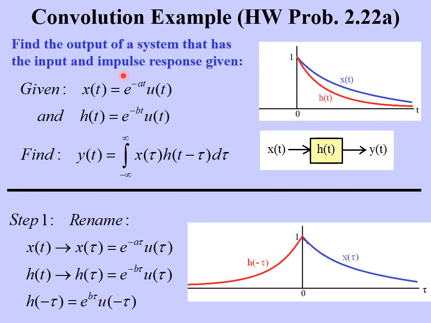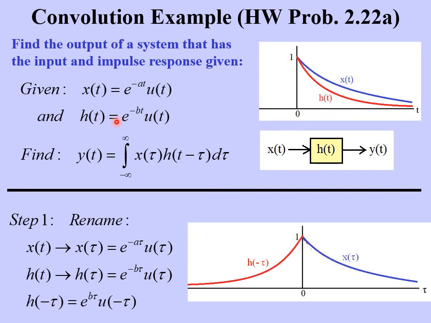This first example is pretty much identical to one of your homework problems. It's problem 22A in the homework. When you're doing the homework, you can use this explanation here to help you along. So the problem is to find the output of a system that has the input and impulse response given. We're given that the input of the system, x of t, is an exponential function, e to the minus at times the step function u of t. This is shown in blue right here. So it's a decaying exponential function.